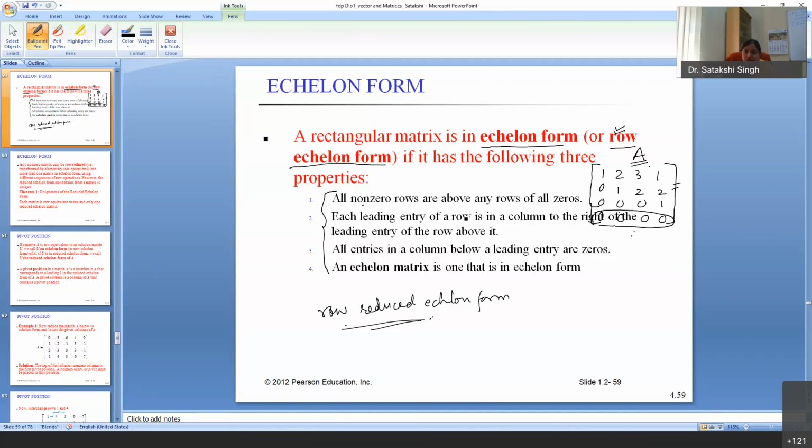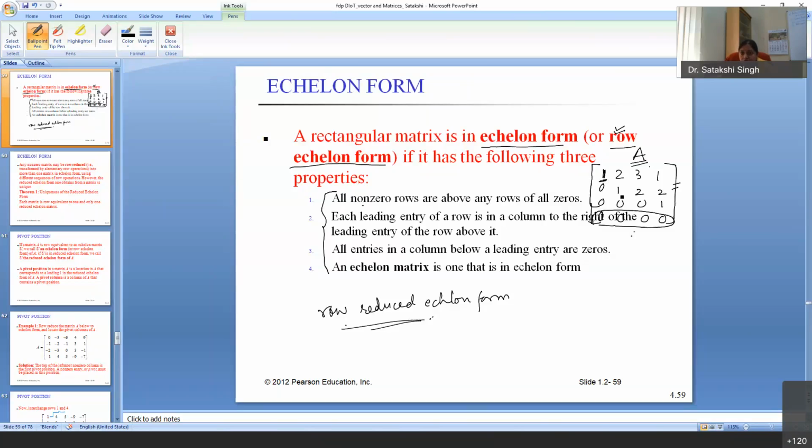Second is each leading entry of a row is in a column to the right of the leading entry of the row above it. That means whatever row we go, its first non-zero entry should be after all the zeros in that row. Here this is the first non-zero entry. Before it we don't have anything, so it's okay. Then we go to the second row.